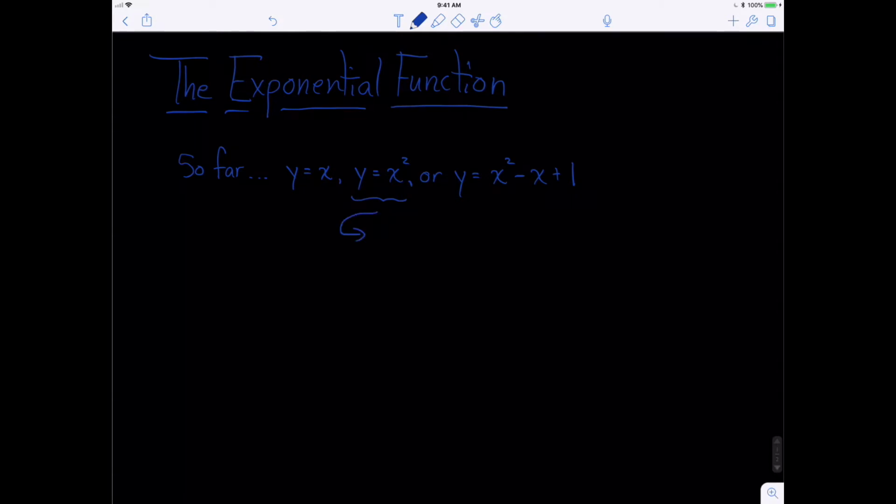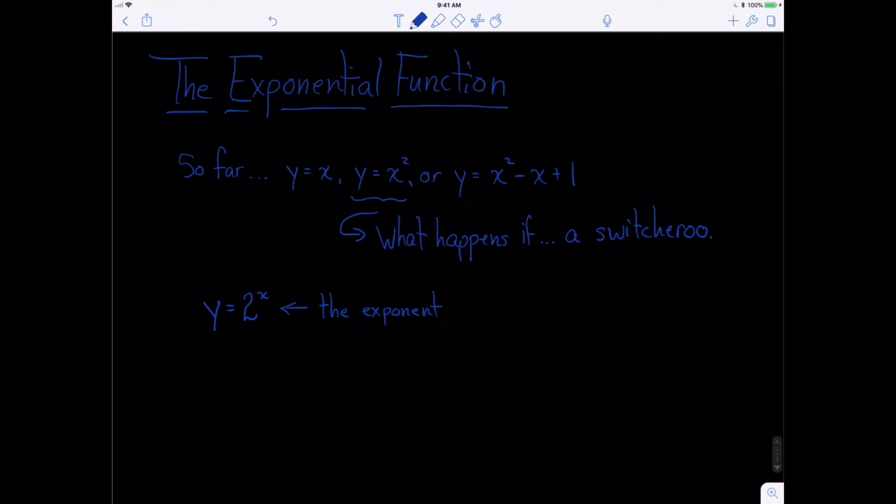And the question is, what happens if a switcheroo? I know that's not an official math term, but I think it makes sense. Let me show you why. What if I write my equation now as y equals, and notice here 2 is the exponent. What if 2 becomes the base? And what if x becomes the exponent? This switcheroo is what we call the exponential function.